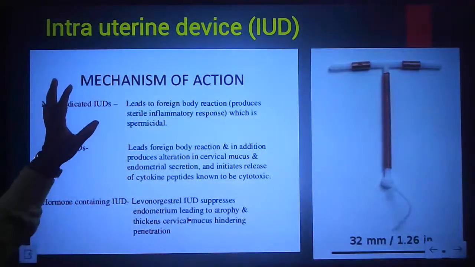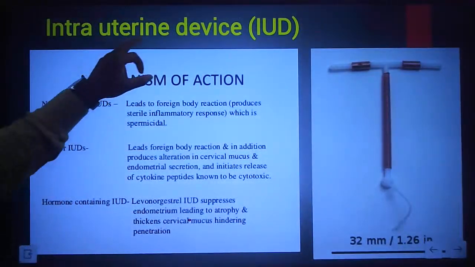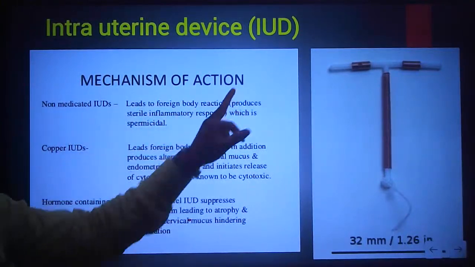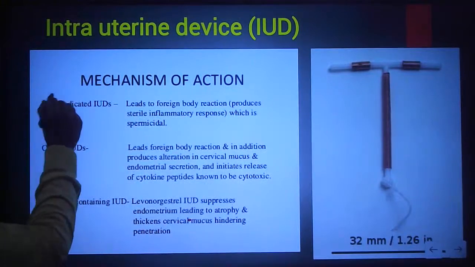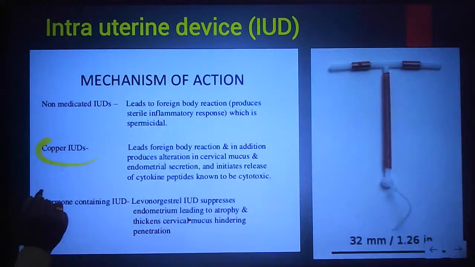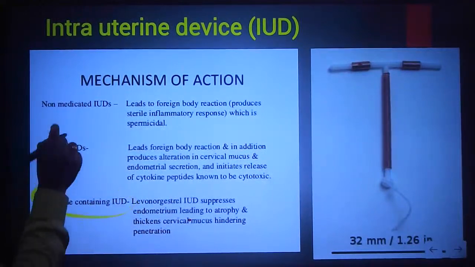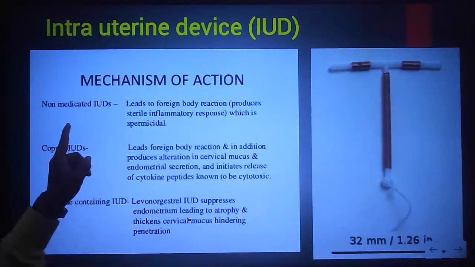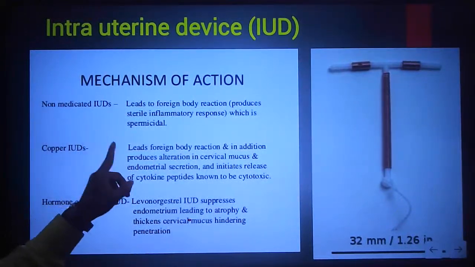Next, we go to the IUD. This is a very important part, guys. From this part, you definitely get one question, that is intrauterine devices. IUD, intrauterine device. You can talk about the mechanism of action. IUDs are classified into 3 types actually. From this chapter, you definitely get one particular question.